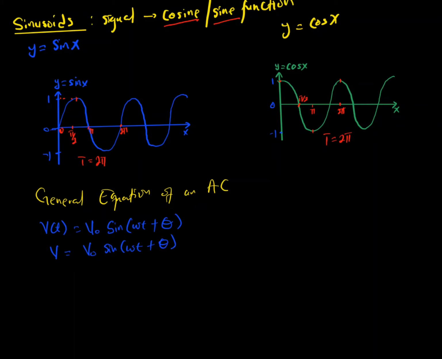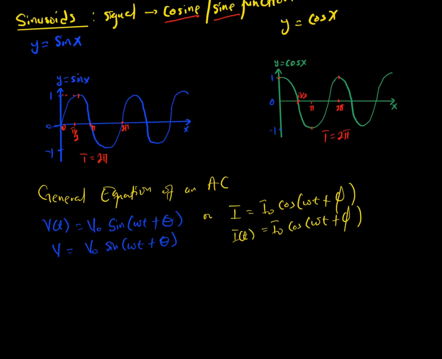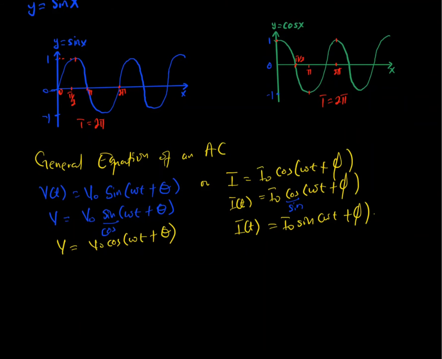But keep in mind that even when it's written as V, it doesn't mean it's constant. It still varies with time, as it's a function of time. Or we can also write it in terms of current, with phi. In this case, current is in terms of the cos function and voltage is in terms of sine. It can also be that here we have cos and here we have sine. So now let's look at the individual variables in this equation and what they mean.